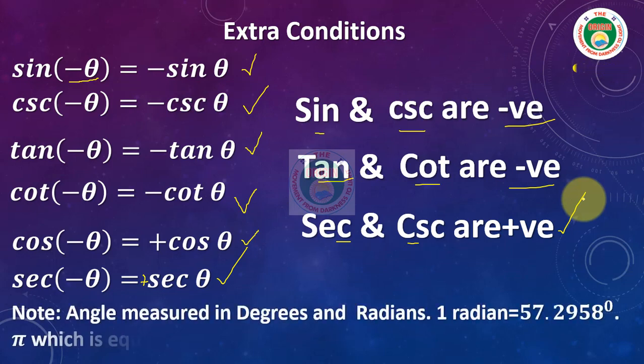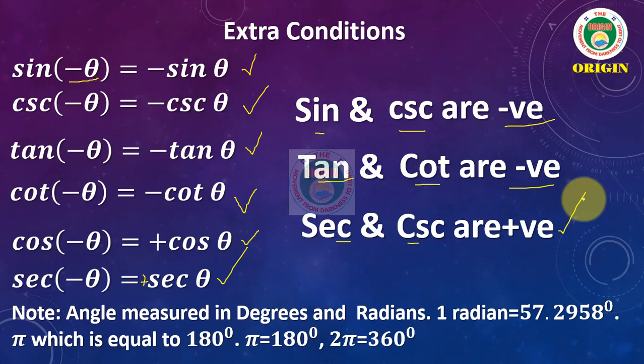One more point: angles measured in degrees and radians. 1 radian equals 57.2958 degrees. We can represent radian angles in terms of pi, and pi is equal to 180 degrees. After completion of one rotation, 2 pi equals 360 degrees, meaning a circle makes a 360 degree angle. Remember these points when doing problems, as some angles are given in radians. When pi is there, you should substitute 180 degrees.